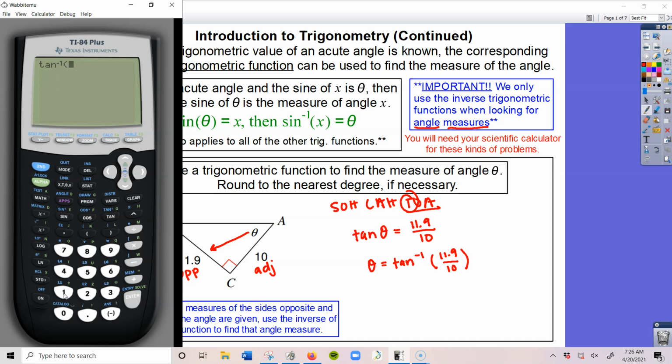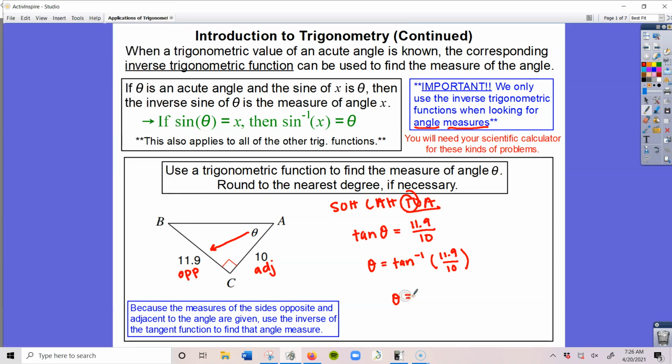So now I put 11.9 over 10, which is just division, close the parentheses and press enter. And we are given 49.958. Now we're going to round to the nearest degree, so that means that theta is 50 degrees. Let's try a couple more like this.